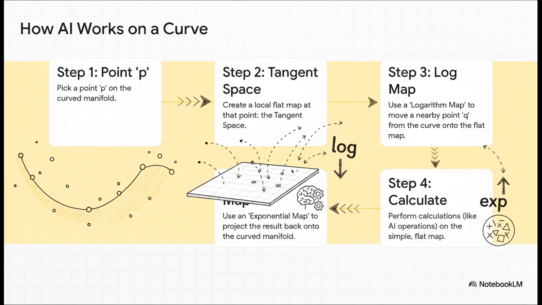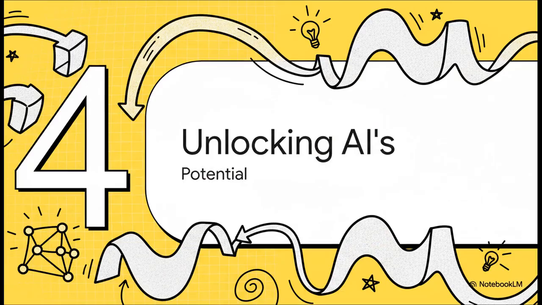Then finally, step 5. You use an exponential map to push that result from the flat map right back onto the curve where it belongs. It's this elegant little dance. Go from curve to flat, do your work, then go from flat back to curve. Okay, so that's the theory. A little bit of math, but it's pretty cool, right?